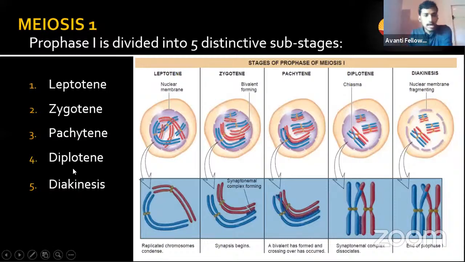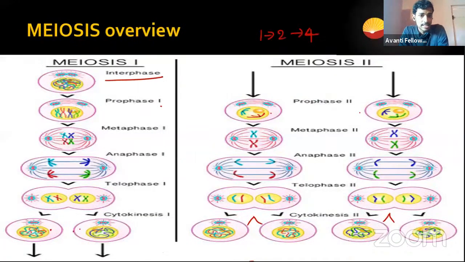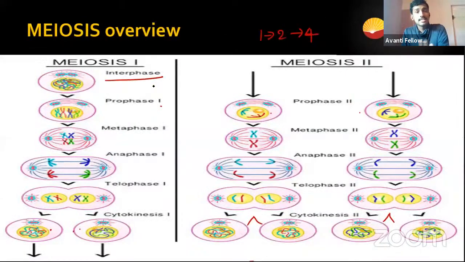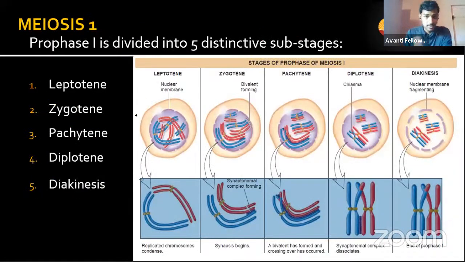Remember leptotene. I told you, right? Interphase is common in mitosis and meiosis. That's what we have written here: interphase is common, no difference in both. We are only discussing meiosis. Interphase is exactly the same, so we are not discussing it again. That's why we came directly into the M phase: leptotene, zygotene, pachytene, diplotene, diakinesis.